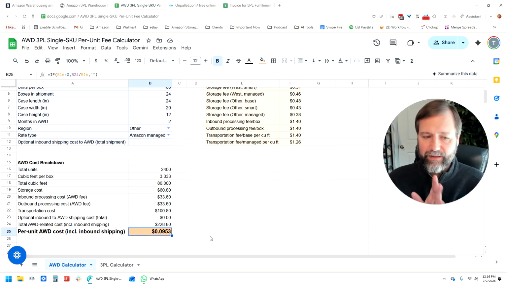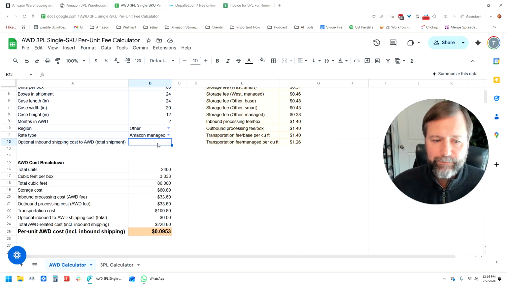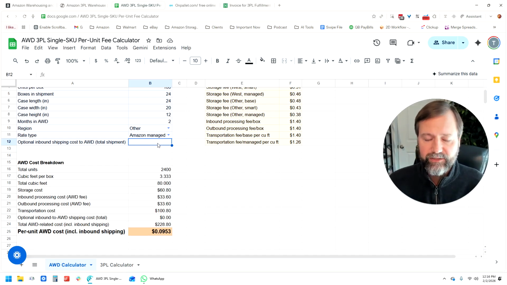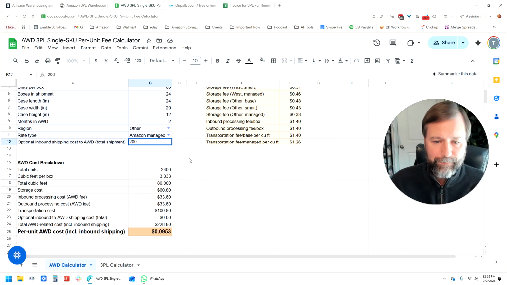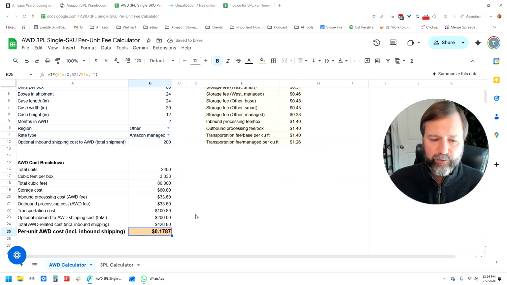Now this is just the AWD cost. If you want to put your inbound shipping into AWD, you can do that here, and it will calculate and add that in. So if you had a $200 charge for that pallet to send in, now it's taking that into account for your per-unit AWD cost.